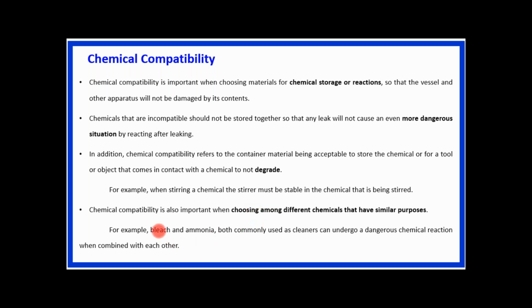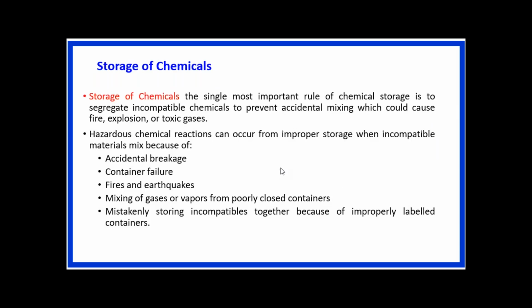This is a simple industry example: bleach and ammonia. Both commonly used as cleaners, they can undergo a dangerous chemical reaction when combined with each other. Bleach and ammonia are highly reactive when in contact with each other, but if you observe the application or purpose of these chemicals, the purpose is one and the same. That is why we must focus on the storage of chemicals.